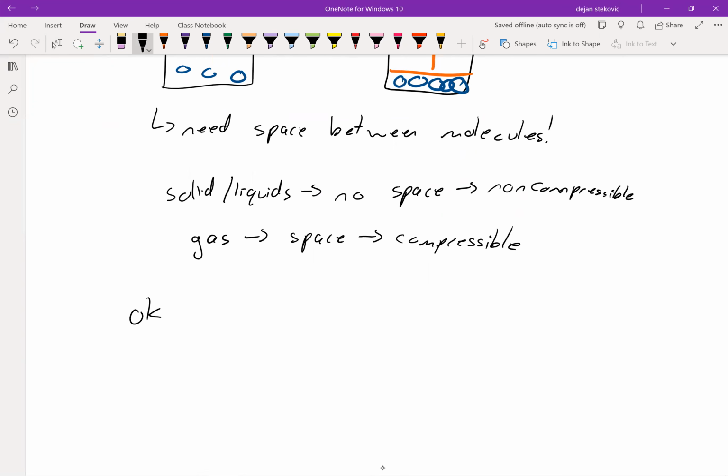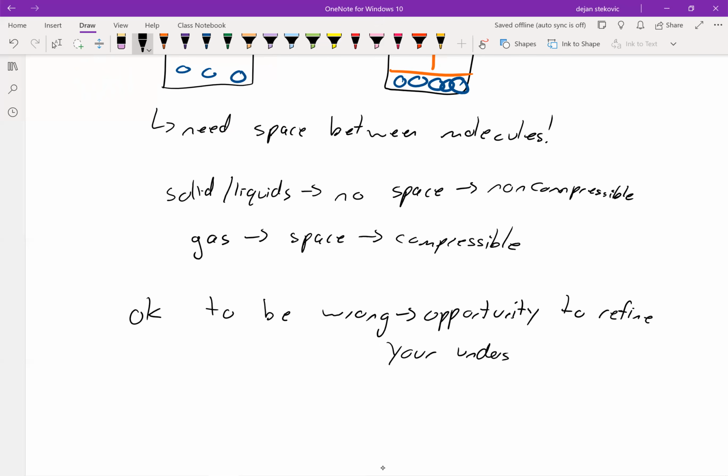Last thing I'll say here is it's okay to be wrong. Right? Maybe you didn't make this prediction above. That's totally wrong. That's totally fine. Anytime that you're wrong, it's an opportunity to refine your understanding and model of the universe, right? So anytime you're wrong, don't look at it as though you're wrong. Look at it as an opportunity to expand your understanding.